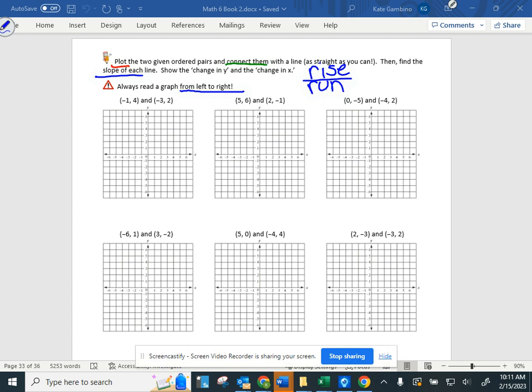Yes? On the second page, can you do the fifth one? I mean, not the second page, the first page. The first page? Yep. Let's go back to the first page.